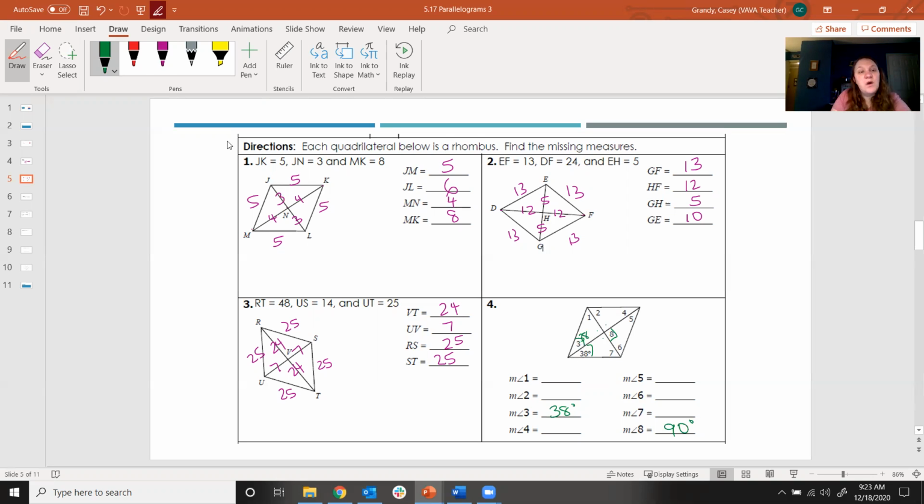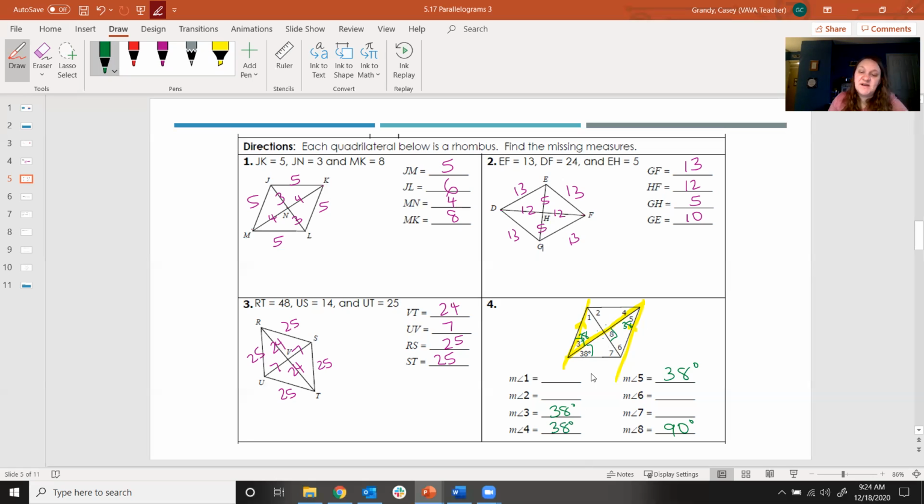Okay, now remember, a rhombus is a parallelogram. Parallelograms have opposite parallel sides. So this side is parallel to this one. And this would be my transversal. Remember, we learned in parallel lines that alternate interior angles are congruent. So the alternate interior angle to angle 3 is angle 5, which means angle 5 is also 38 degrees because alternate interior angles are congruent. And angle 4 now has to be 38 degrees also.